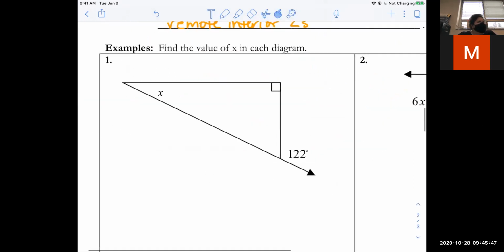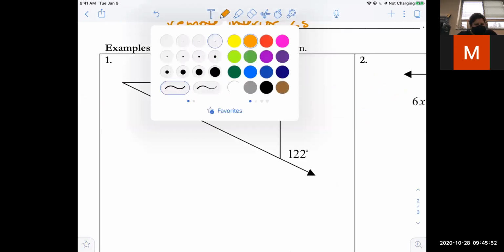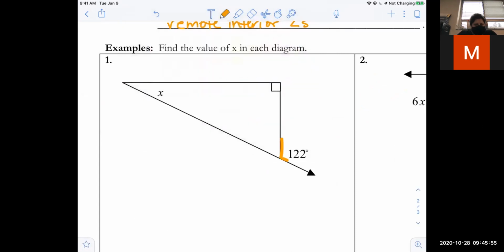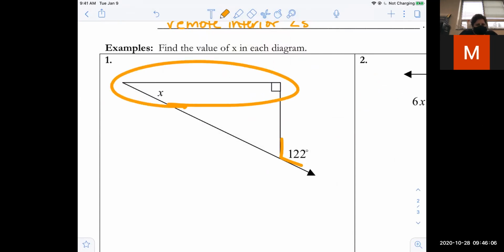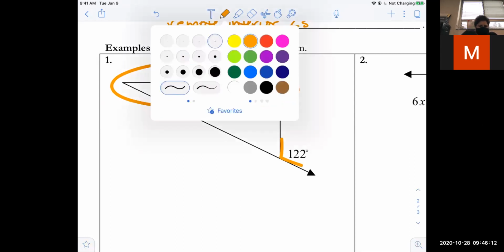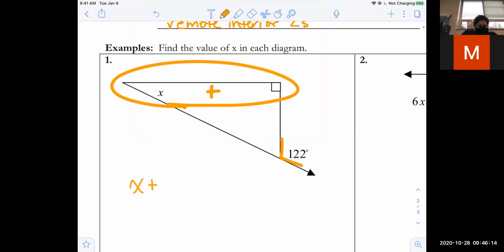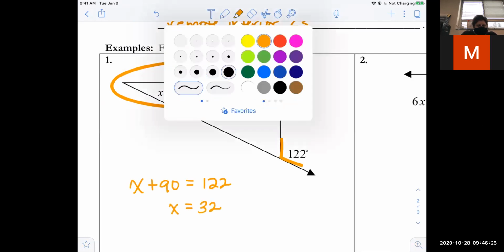So for this problem, to find x, we could just use that idea, right? The exterior angle is 122. It's the sum of which two angles? The right angle and x. Those two add up to 122. So x plus 90 is equal to 122. X is 32.